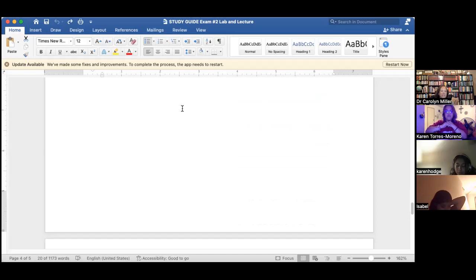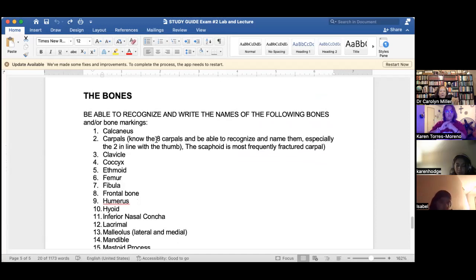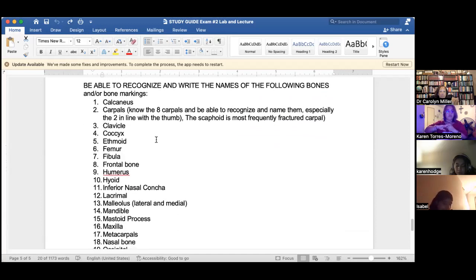Joints, we haven't even covered them. Here are the bones that you'll need to know. So let me show you some examples. Any questions?